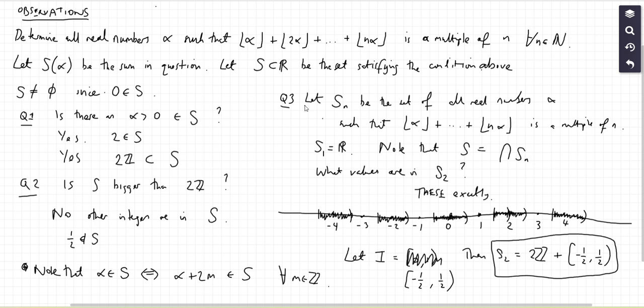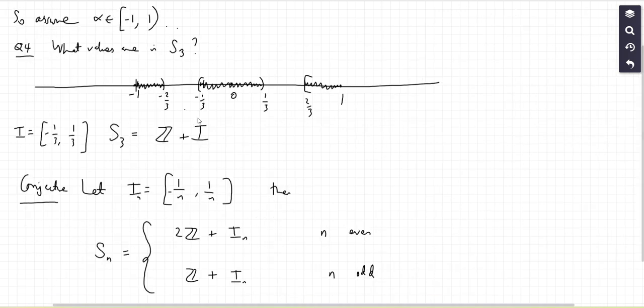So because of that, we can focus on the interval between -1 and 1, let's say, or any interval of length 2. If we can find the alpha within that interval that are in S, then we've got all of the alpha that are in S. Last time I gave a conjecture as to what the individual Sn were. If n is even, Sn is the interval shifted by the even integers, and if it's odd, then it's the interval shifted by just the integers.